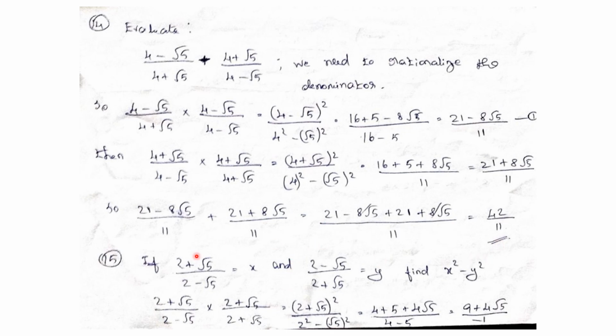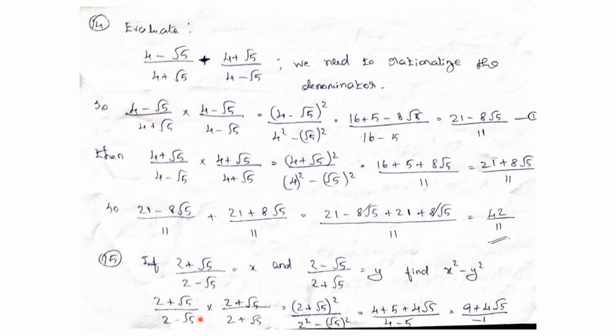Okay. Then the 15th one. They have given, if 2 plus root 5 by 2 minus root 5 is equal to x, and 2 minus root 5 by 2 plus root 5 is equal to y, find the value of x squared minus y squared. We need to find out the value of x squared minus y squared. So first we should rationalize each term separately, or like this also you can do it in a single step.